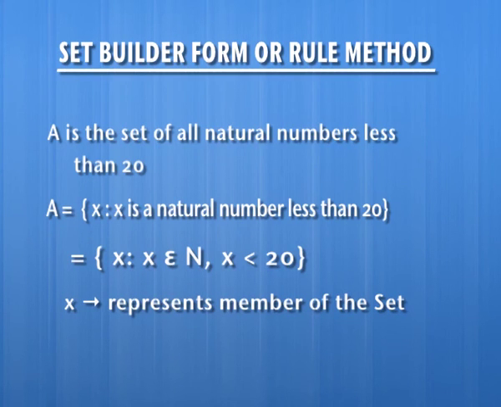Let me find out the set of all the natural numbers less than 20. Then what is the property? The number is a natural number and the number is less than 20. So, we write down the set as set of all x such that x is a natural number and x is less than 20. The same can be written as set of all x such that x belongs to the set of natural numbers and x is less than 20. We have used symbols here to write down the set.